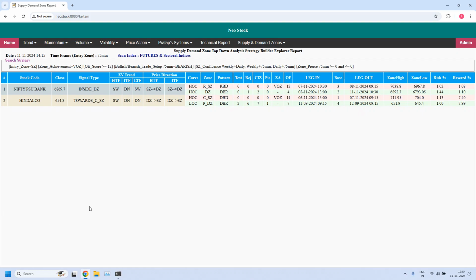In both the stocks, the 75 minute supply zone is part of the daily supply zone. Both together are again part of the weekly supply zone. Weekly trend is sideways, so I am not looking for weekly EMA confluence. So this is about the bearish trade setup for weekly income trade. Next, about daily income trade.